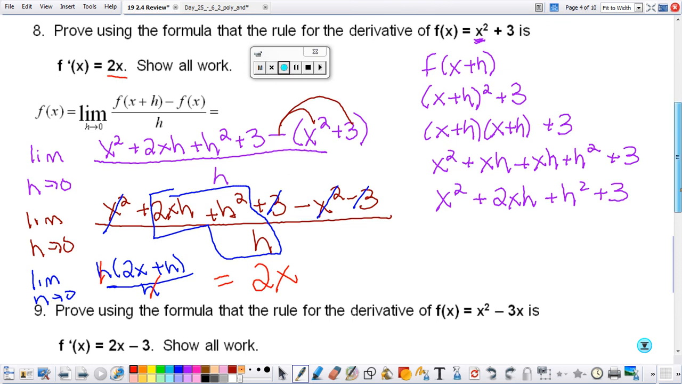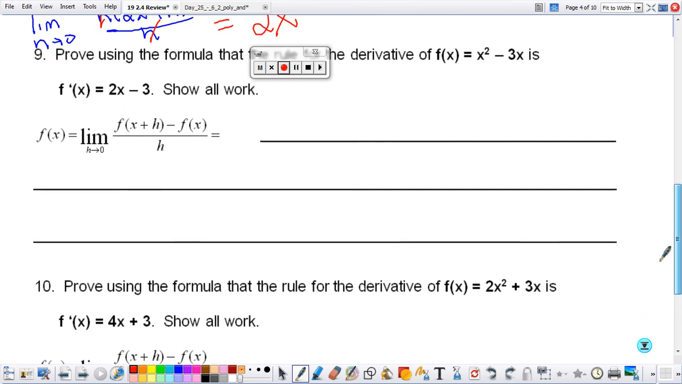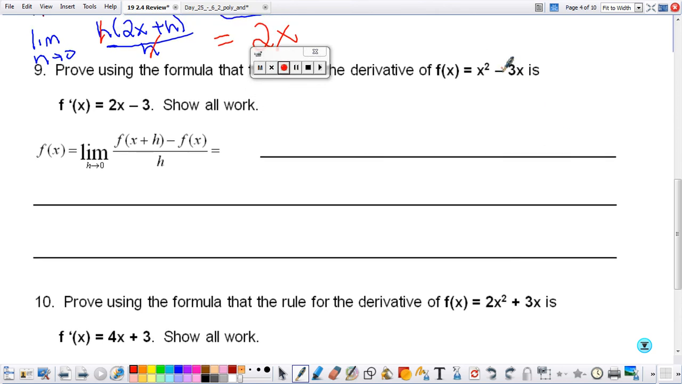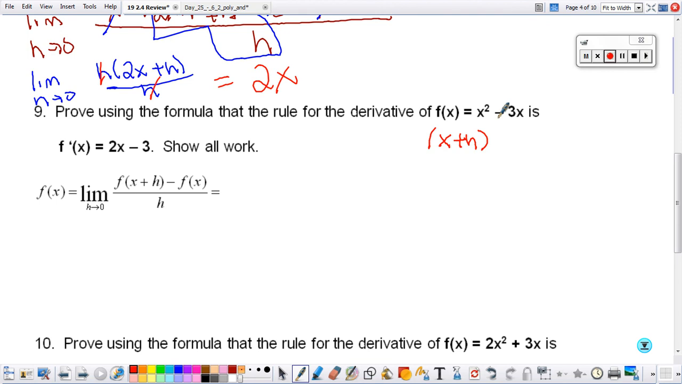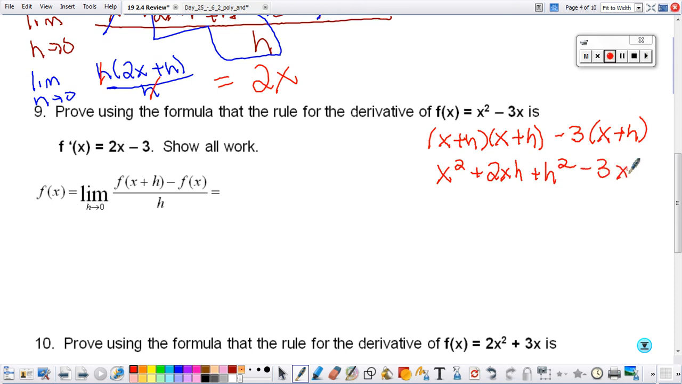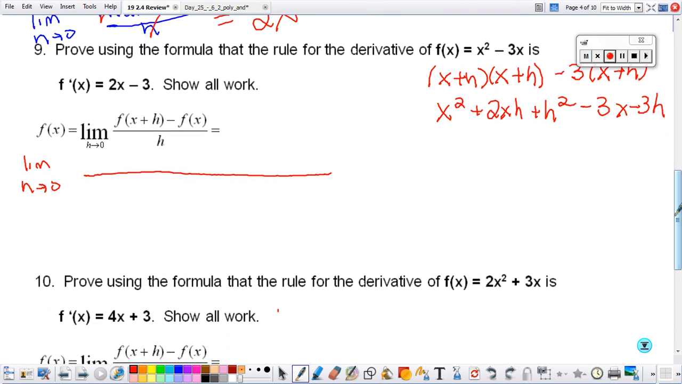Okay, so let's do it all over again for number 9, and then 10. I'll do 9 because it has that negative. Okay, so for 9, I'm going to plug in x plus h. When you square it, that means times itself. And then minus 3 times x plus h. So I'm going to multiply these together again. And now here you have to distribute the negative 3. And that goes in the first part of my numerator. Remember, you have to write the limit until you plug in 0.